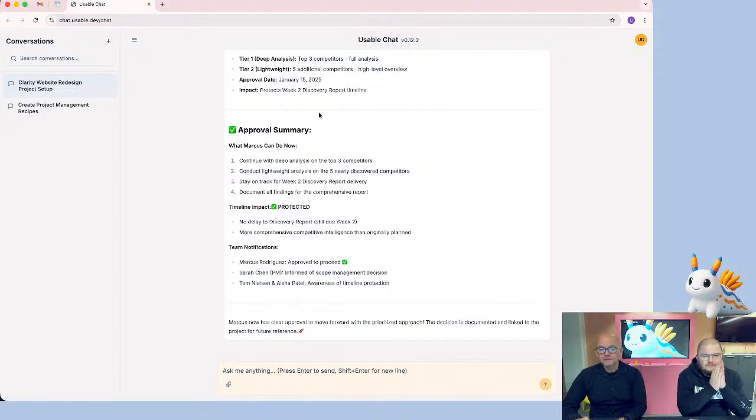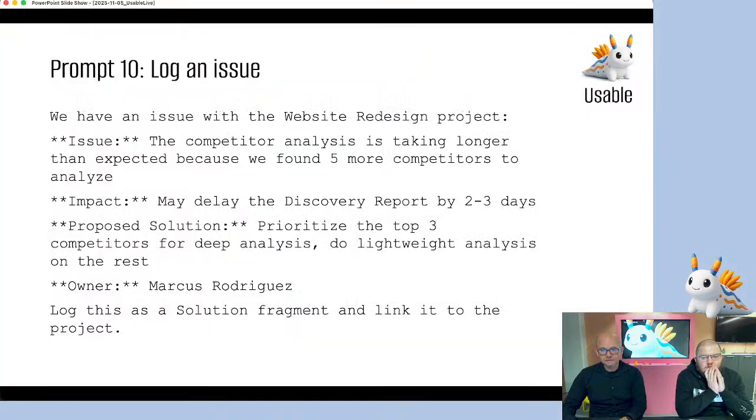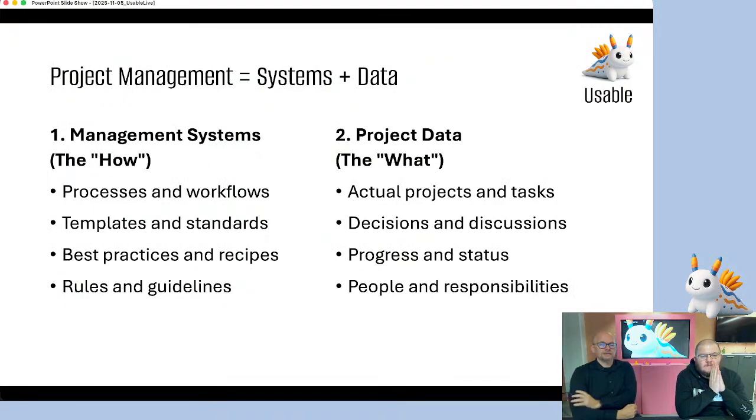So if we go back to the presentation and look at what project management is, there are many ways of looking at it, but one way is systems and data. You can't really use it without data, and you cannot really use it without some kind of system, whether that's digital or paper-based or other. So the management systems, the how, is processes and workflows, templates and standards, best practices and recipes, and rules and guidelines.